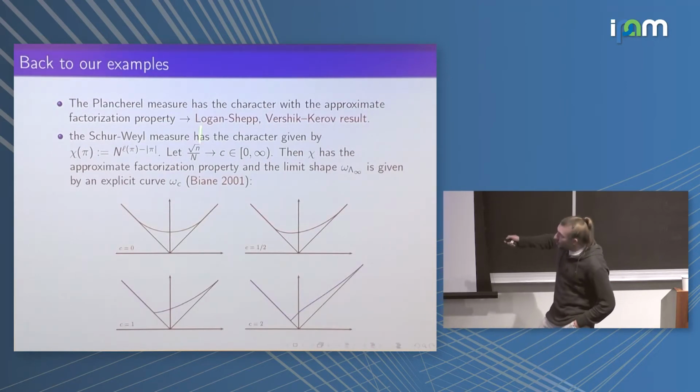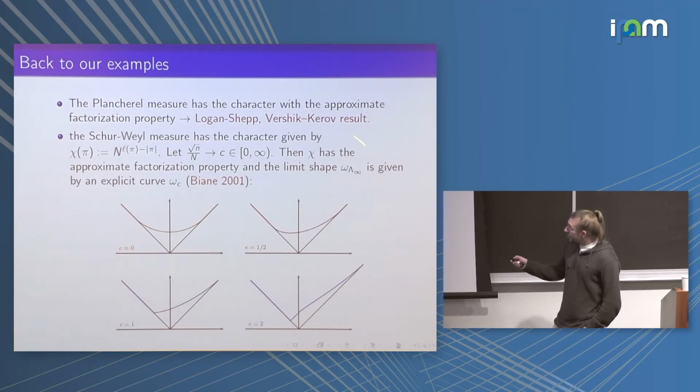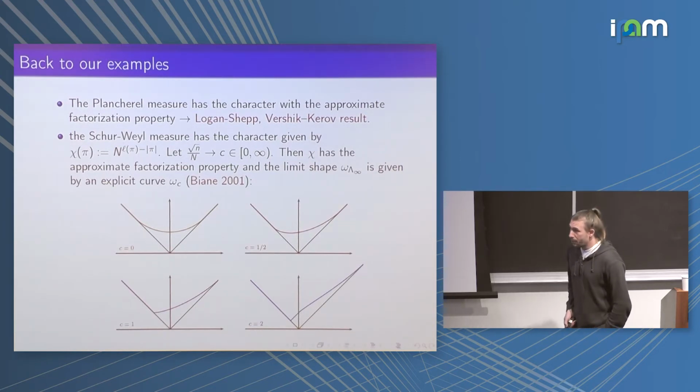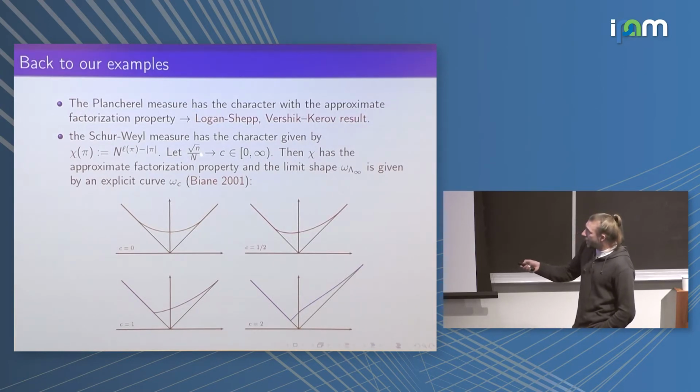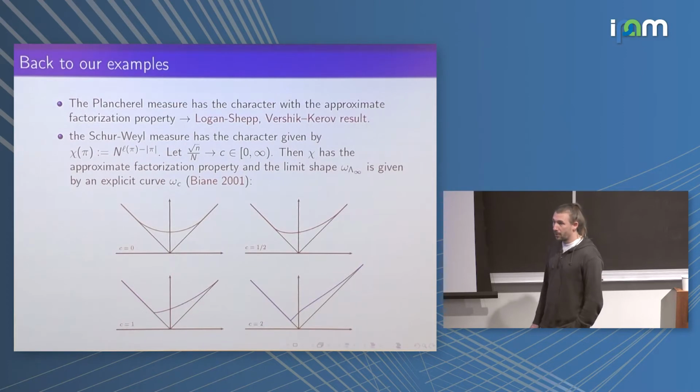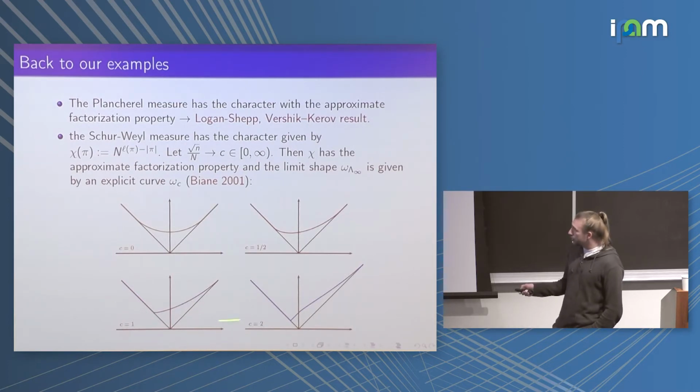So let's go back to our two examples. It's trivial that the regular character has the approximate factorization property. And it's also very easy to see that if this big N in a Schur-Weil character has the same order of magnitude as square root of n, then this character also has the approximate factorization property. And in particular, Philippe computed an explicit curve, which is the limit shape for this family of random Young diagrams.